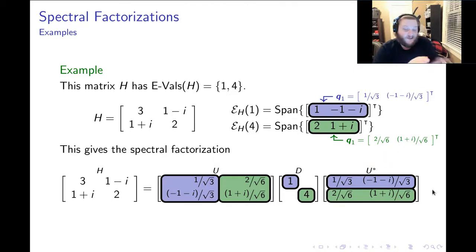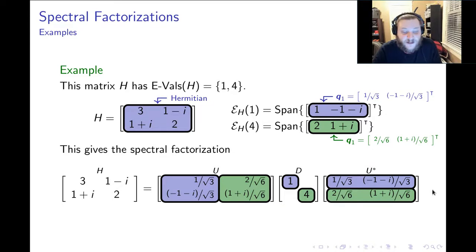And since this is 2 by 2, I'm done. There's nothing else to do here. So this gives us our spectral factorization of, this time, our Hermitian matrix that is not symmetric. But again, this is guaranteed to exist by the spectral theorem. This example is actually going through the mechanics of producing the spectral factorization, which is guaranteed to exist by the spectral theorem.